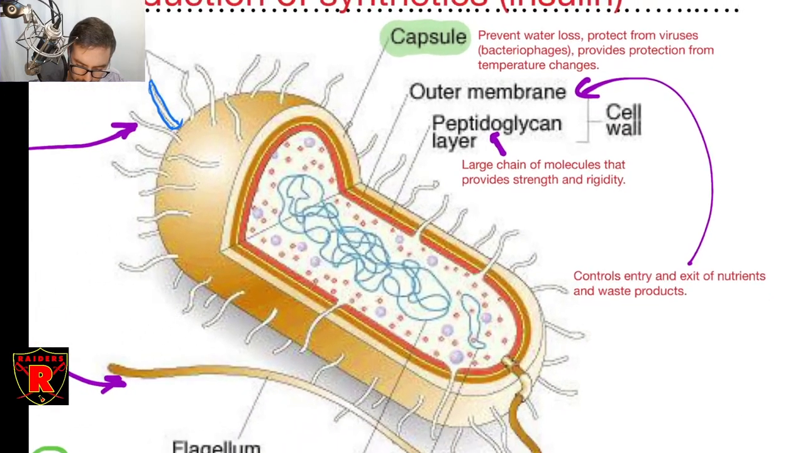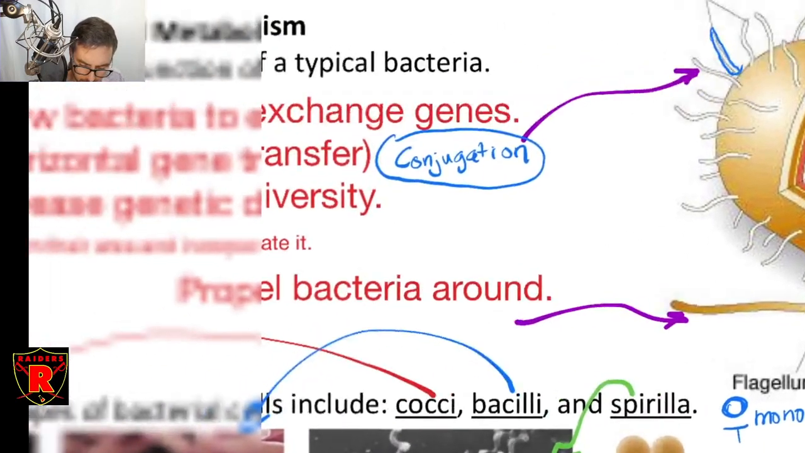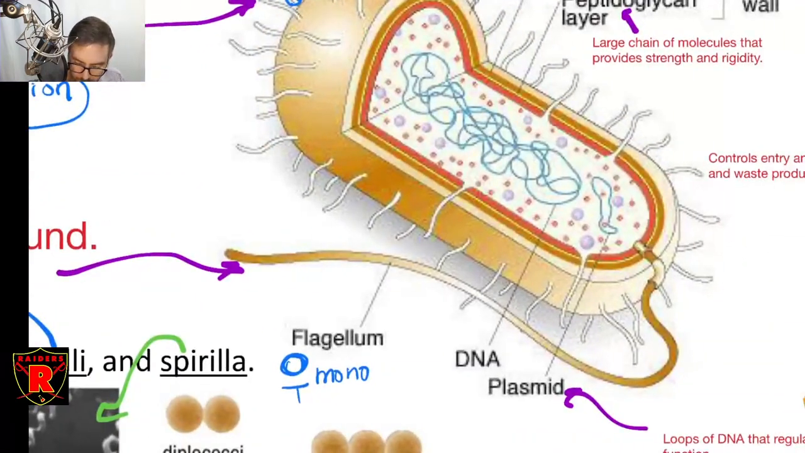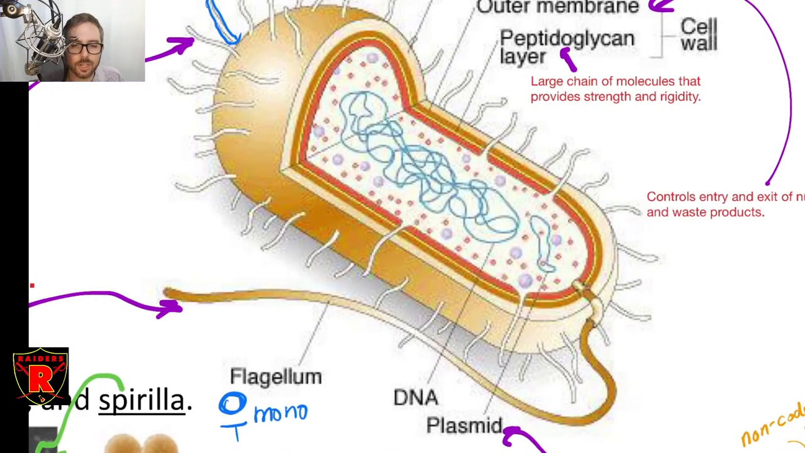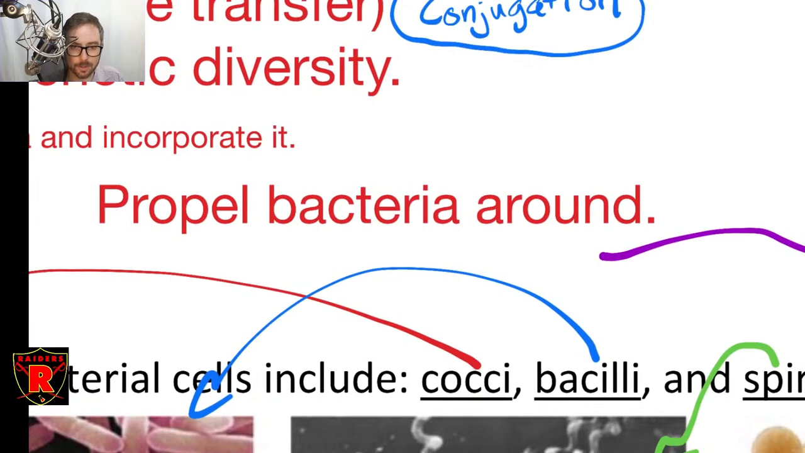So that's sort of the general layout. This particular one that I pulled this image from, I think the textbook, has a flagella at the bottom. The flagella is sometimes there. A lot of bacteria don't have a flagella. I would say probably most of them don't, but it can be used for propulsion. So it can potentially propel the bacteria around.